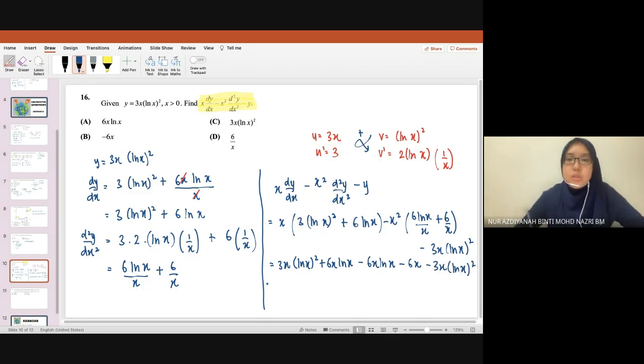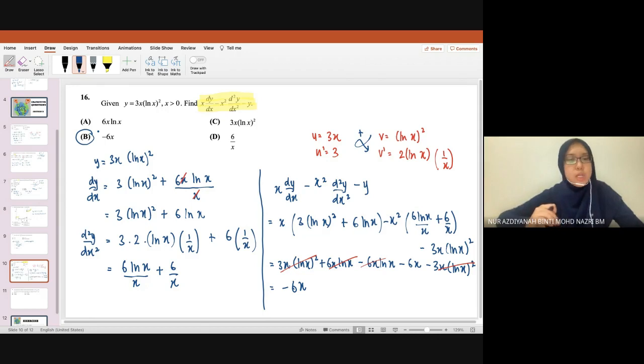Okay, so we'll see if we have the same term. Okay, so 3x ln x all square boleh potong dengan last ni, 6x ln x minus 6x ln x. So we are only left with the value of negative 6x. Okay, so final answer kita B lah kat sini, negative 6x. Okay, so harapnya jelas lah for question number 16.